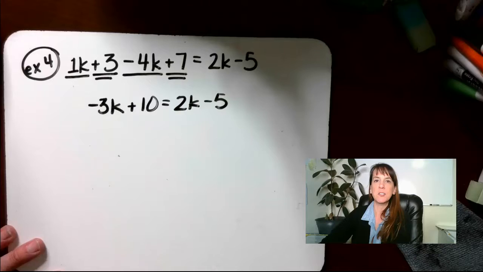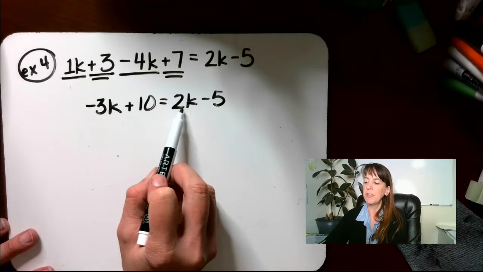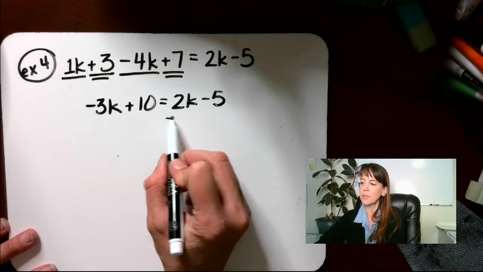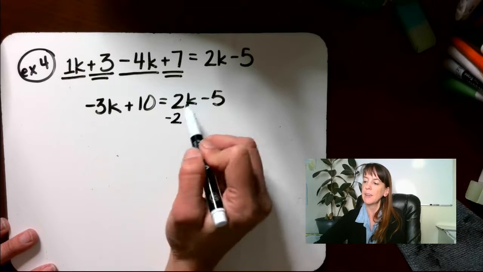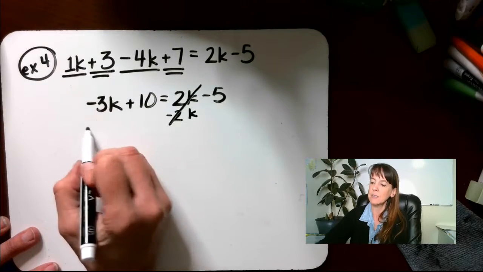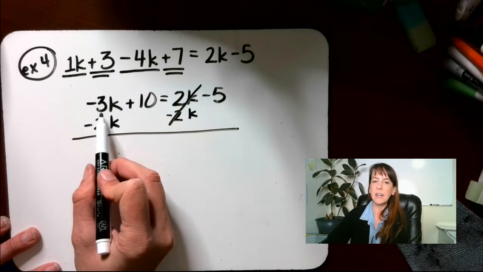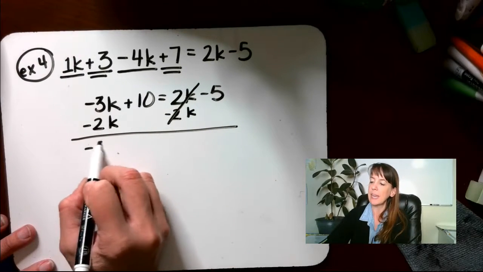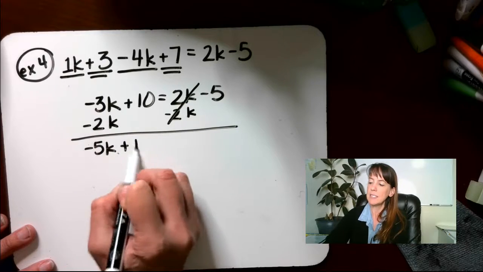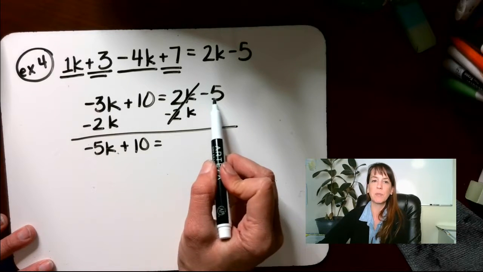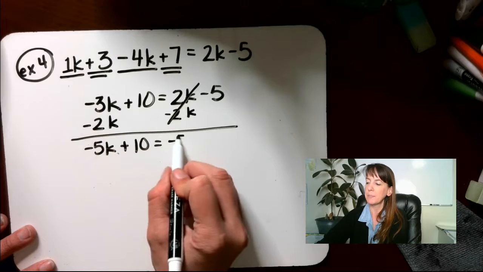All right, now we're in a position to start moving things around. I want to move this chunk over here to the other side, so I'm going to do the inverse, which is minus 2k. When I do that, these guys cancel out. But what I do to one side, I need to do to the other. Negative 3k, negative 2k gives me negative 5k plus 10 equals, and again, be really aware that's a negative 5.